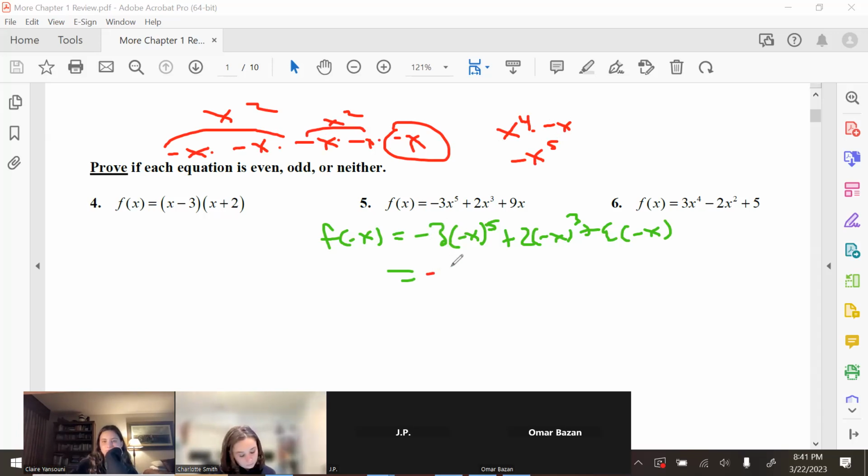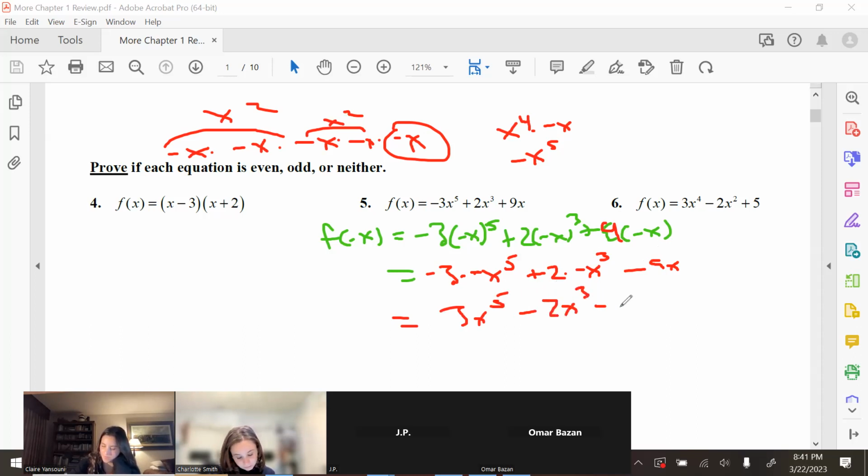So you have -3 times -x^5. And likewise, here you have +2 times -x^3. And you have 9, that's a terrible looking 9, actually just -9x. And if I finish it off, -3 and -x^5 is 3x^5. And then, of course, 2 times -x^3 is -2x^3. And of course, -9x. So everything changed sign for sure, right? The -3 became +3, the positive 2 became -2, and the positive 9 became -9. Jeez, that's weird. I'm sorry.